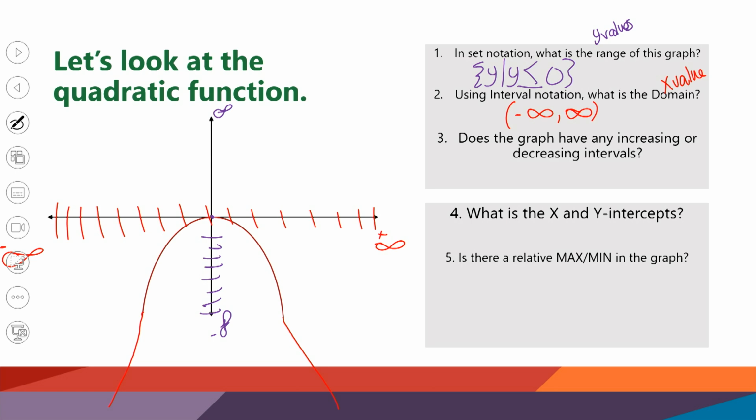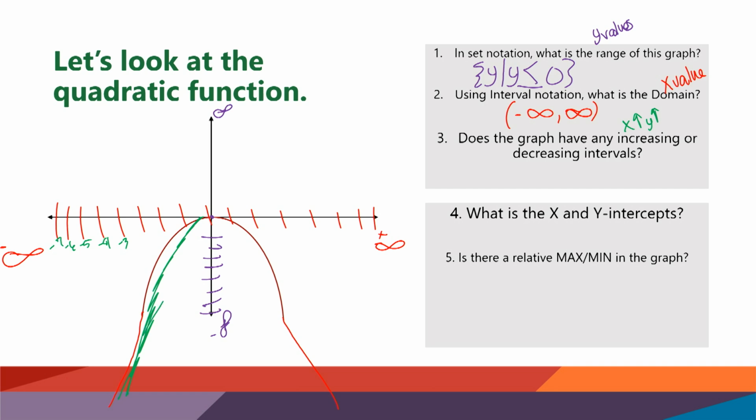Remember, increasing is where my x values are going up and my y values are going up. So do I have where my x values are increasing and my y values are increasing? Yes, right here. My y values are getting bigger and my x values are getting bigger. And so forth and so on. So I would say, yes, it is right here. And I would say from negative infinity to 0.